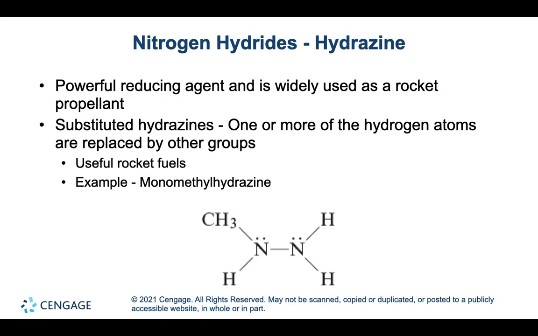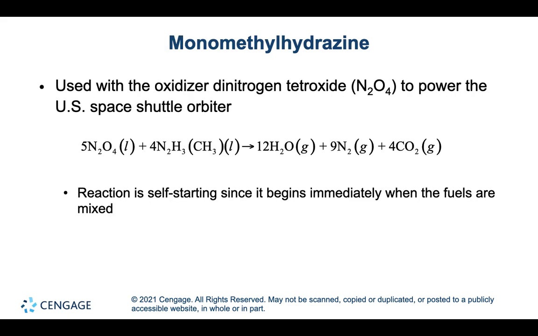Other forms of it you might make by putting a methyl group, CH3, in place of one of the hydrogens. One of the ways in which the U.S. Space Shuttle was propelled was using monomethyl hydrazine. The reaction is self-starting. You mix the fuels and you don't need to spark it. It reacts right away. It has a very low activation energy to react and produces a lot of gases. And those expanding gases propel the space shuttle upward.